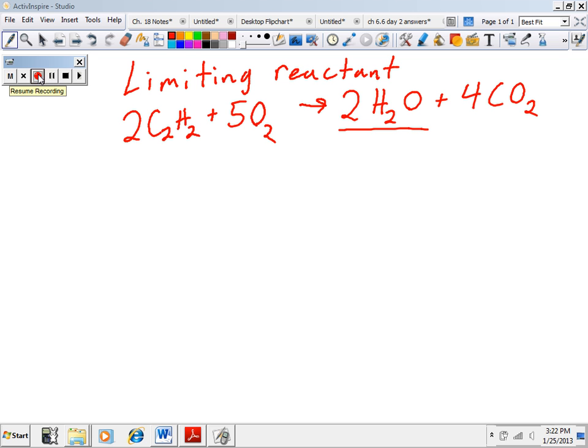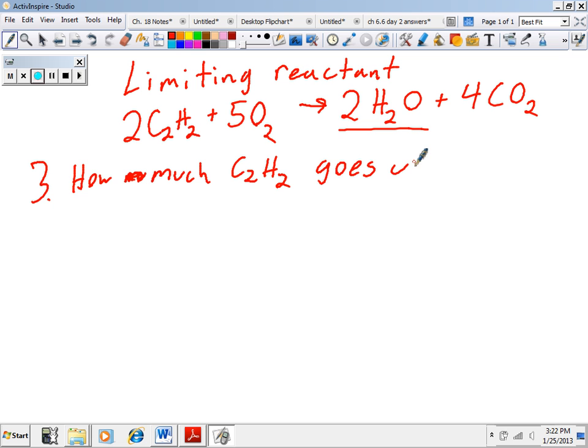Now we get to the third question that we can ask based on the limiting reactant. And that is how much C2H2 goes unreacted. And remembering that we had 25 grams of C2H2 at the start and 50 grams of O2. And the 50 grams of O2 ended up being our limiting reactant. So we are asking ourselves how much of this, which is the excess reactant, is left.